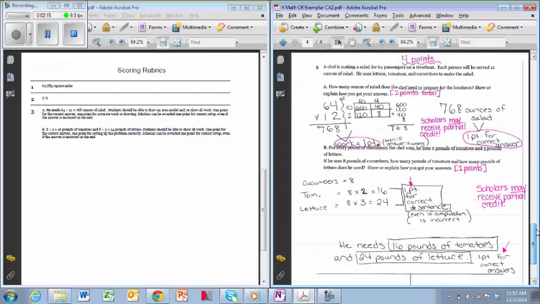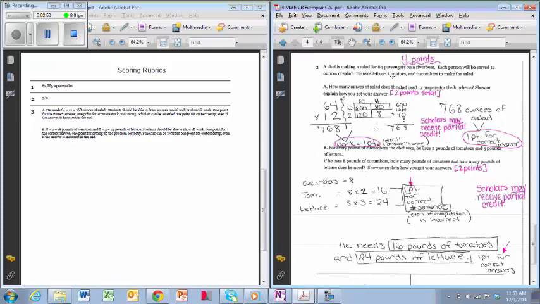Question number 3 is worth 4 points. The first part of the question, it talks about a chef making salad for passengers and that each person gets 12 ounces of salad. So scholars must show how they know how many ounces of salad for each person. So they should show you either something like this, like traditional method worked out, the partial products method worked out, or lattice method worked out, or some other method of double-digit multiplication worked out.